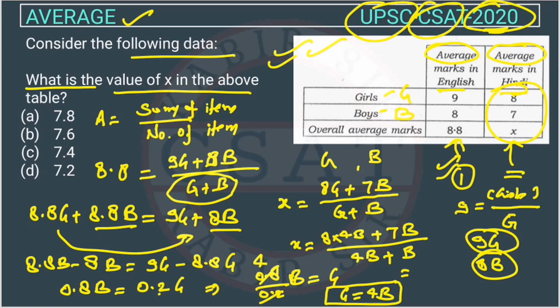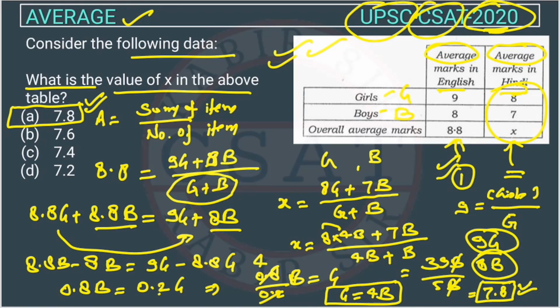So this will become how much? 8 times 4 is 32, plus 7, so it will be 39B. 4B plus B is equal to 5B. This B will cancel this B. So it will be 39 upon 5, which is 7.8. So the value of X is 7.8, and the answer will be A.